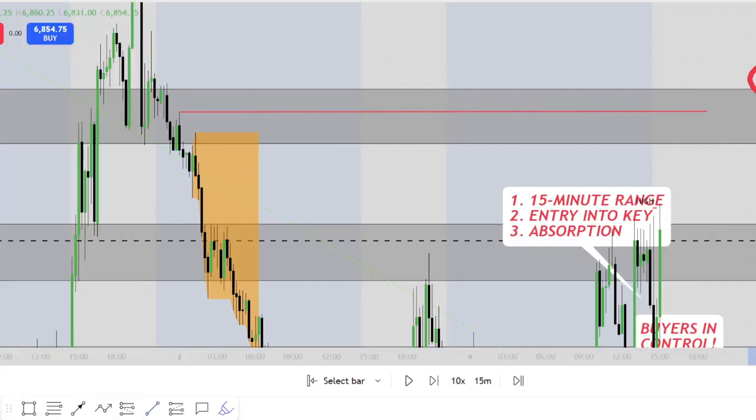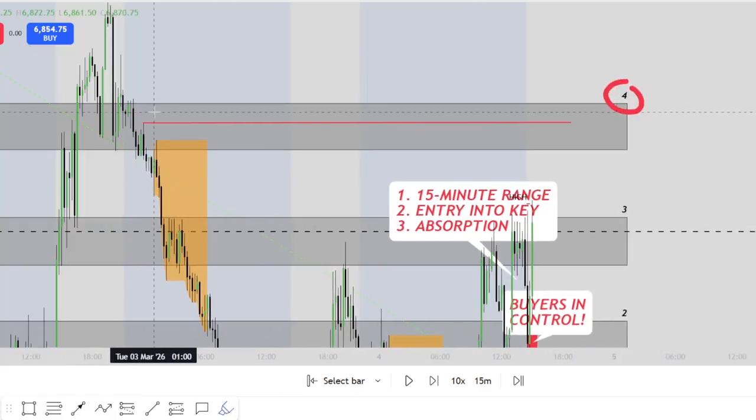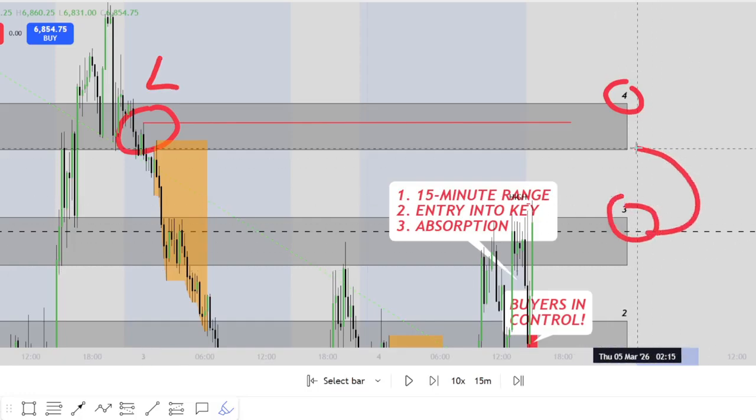a key level. So this is now key level 4. Right, this is also another key level, right? Because there were limit orders resting here. So when you know where the limit orders are, not only do you know where to enter, you know where to exit. So this trade was basically from 2 to 3 to 4.